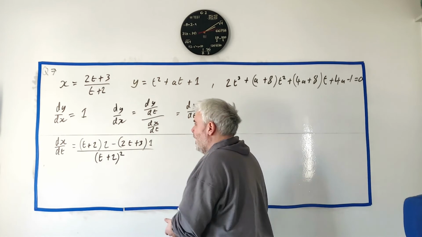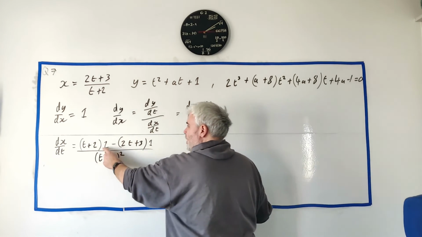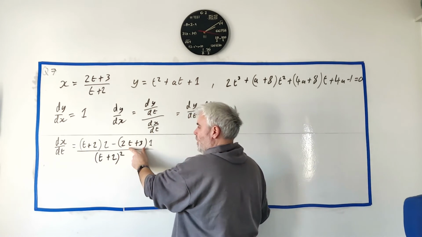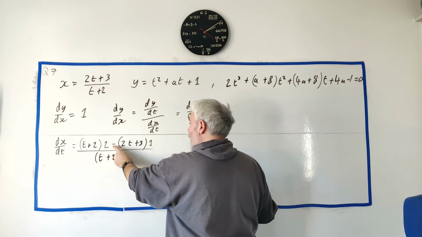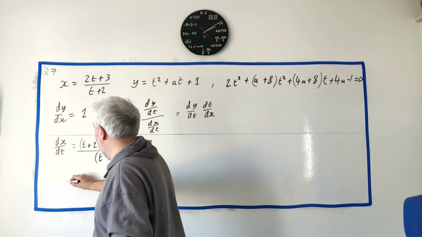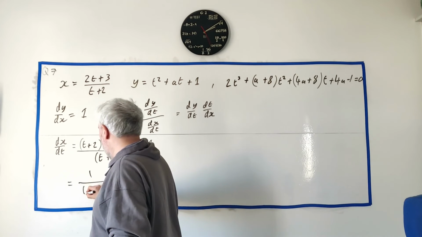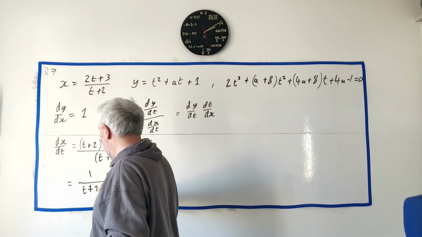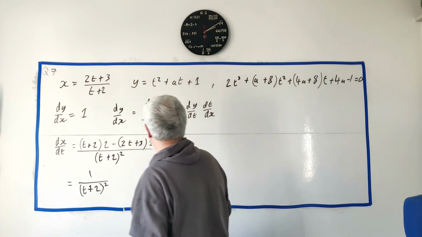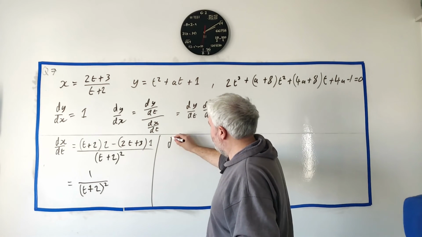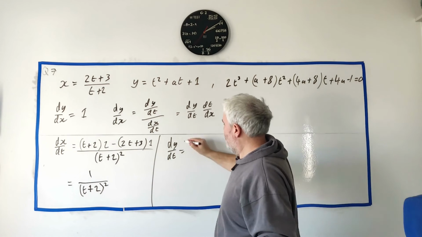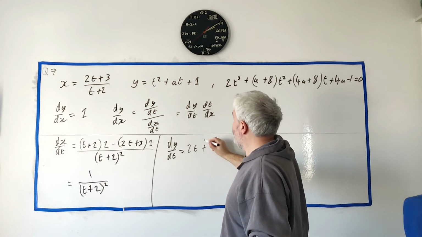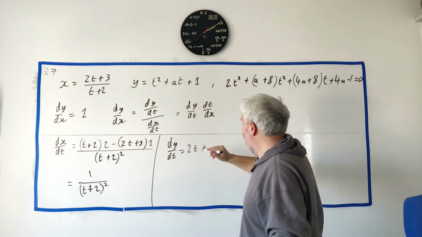Let's clean this up. The top row, we get 2t minus 2t, that's gone. We get 4 minus 3. So the top row just equals 1, and the bottom row is (t plus 2) squared. Alright, let's do dy/dt. dy/dt is a bit easier. It's 2t plus, remember a is a constant, plus a.